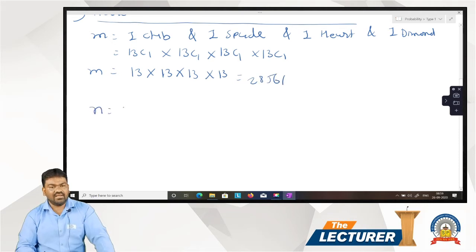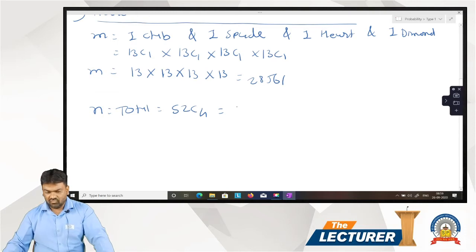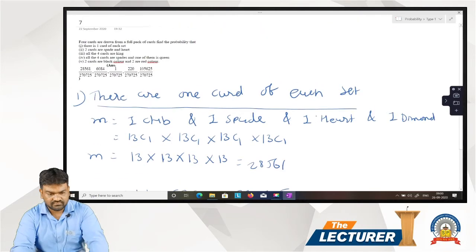Now N means total result. There are 52 cards. Out of 52, 4 will be selected. So 52 multiplied by 51 multiplied by 50 multiplied by 49, 6497400, divided by 4 factorial, એટલે કે 4 multiplied by 3 multiplied by 2, 270725.